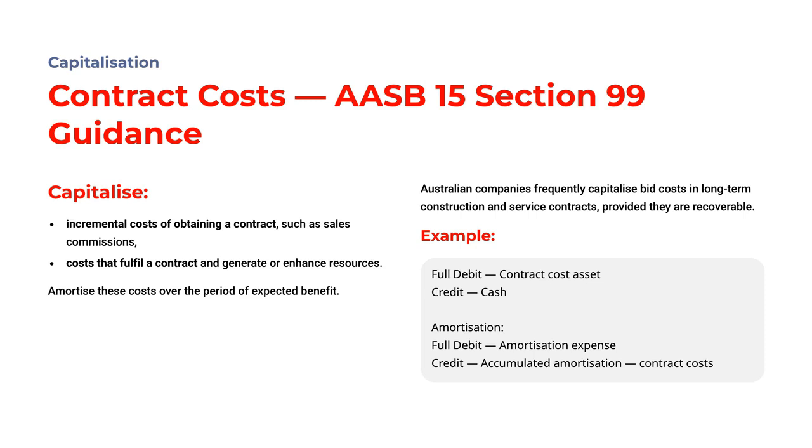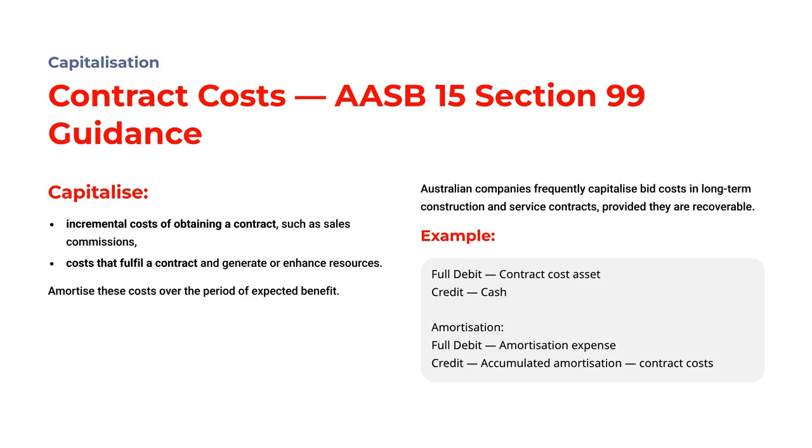Contract costs. AASB 15 Section 99 guidance. Capitalize incremental costs of obtaining a contract, such as sales commissions, and costs that fulfill a contract and generate or enhance resources. Amortize these costs over the period of expected benefit. Australian companies frequently capitalize bid costs in long-term construction and service contracts, provided they are recoverable.